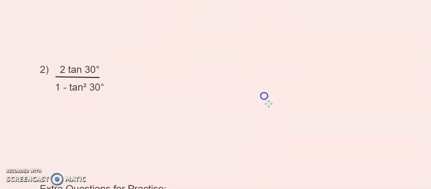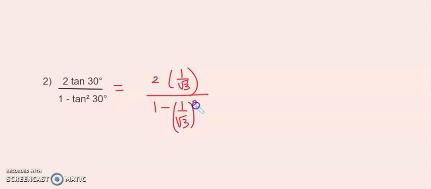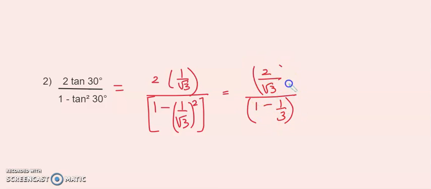Next one. 2 tan 30 divided by 1 minus tan square 30. So tan 30 is 1 upon root 3. Divided by 1 minus 1 upon root 3, the whole squared. Okay, that means I have to square it. So that will be equal to 2 over root 3, divided by 1 minus 1 upon 3, which is equal to 2 over root 3 divided by 3 minus 1, which is 2 over 3.